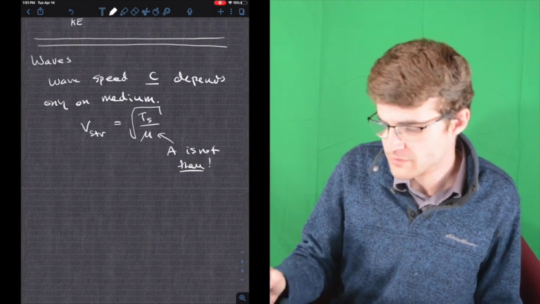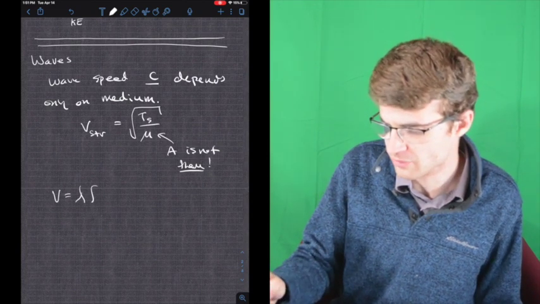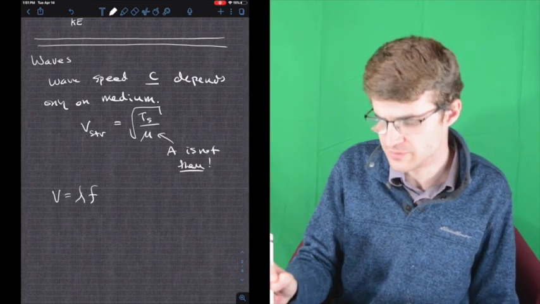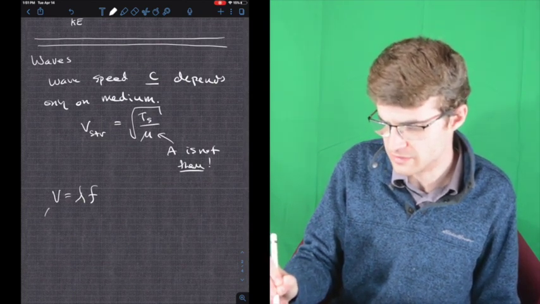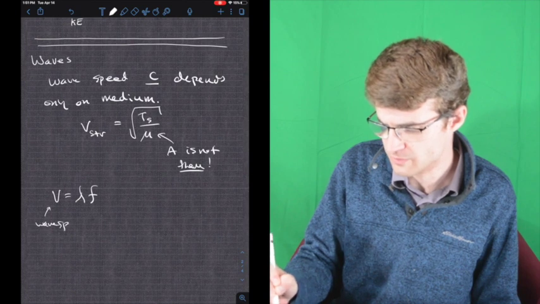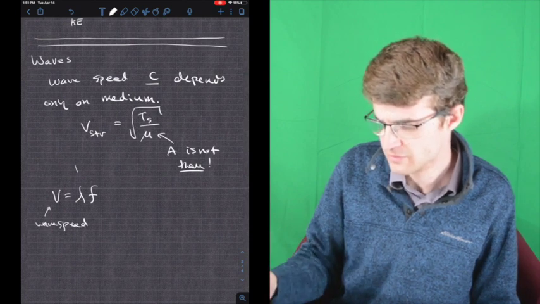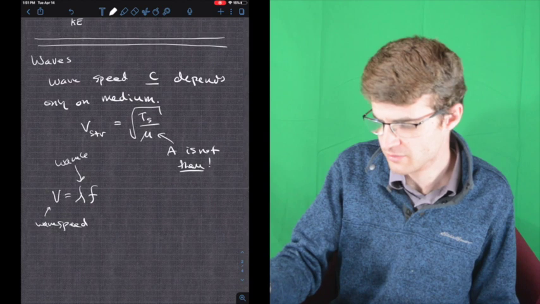For sine waves, we talk about the fundamental relation for sine waves. And I'm going to say that the velocity is, we'll call this the wave speed here, even though I'm being inconsistent, here is the wavelength.